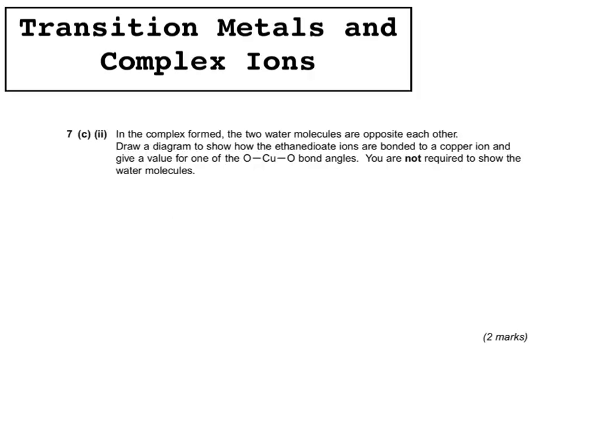And the next question, in a complex that has been formed, 2 water molecules opposite each other, it says draw a diagram to show how the ethanedioate ions are bonded to a copper ion and give a value for one of the O-Cu-O bond angles. It says you are not required to draw the water molecules as well. So remember that the ethanedioate ion is the following ion, C, double bond on both sides to an O, and then O minus, O minus. So it's the 2 O minuses that form dative bonds to the copper.